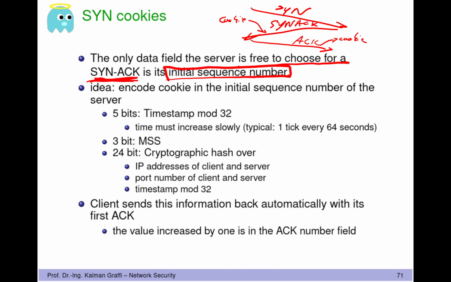Any idea how much information we have? So it's a 32-bit sequence number. So we have 32 bits. So what do we all encode in it?